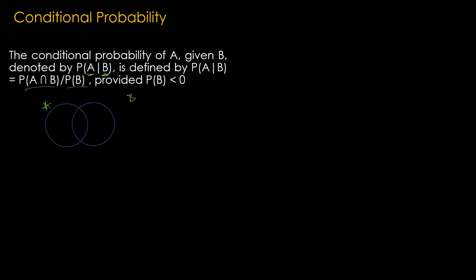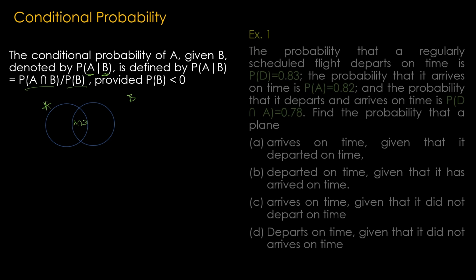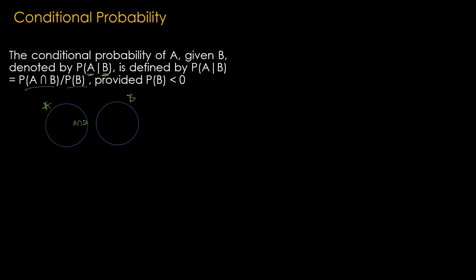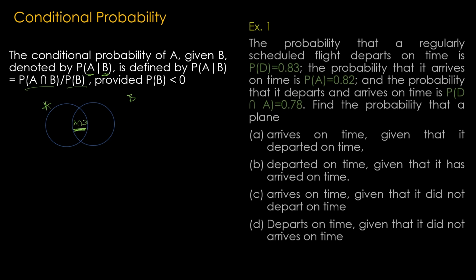Ganito yun. The probability of A given B is the ratio between the intersection of A and B divided by the total of B, the total area of B. Again, the probability of A given B is the ratio between the probability of the intersection between A and B divided by the probability of event B. Okay? Question.